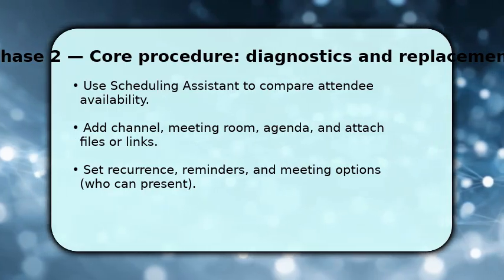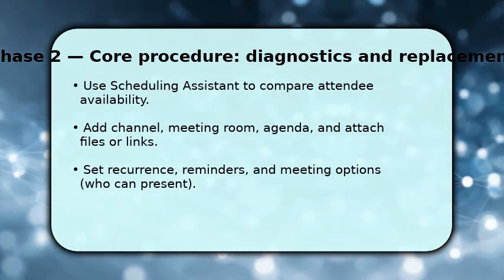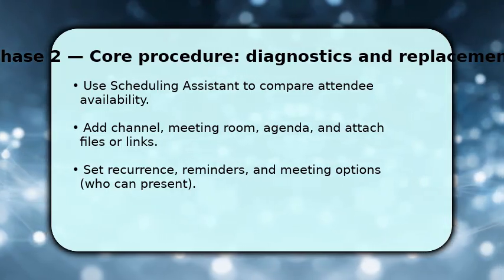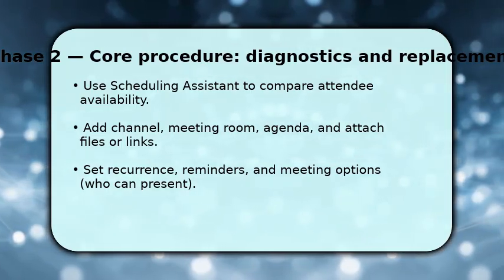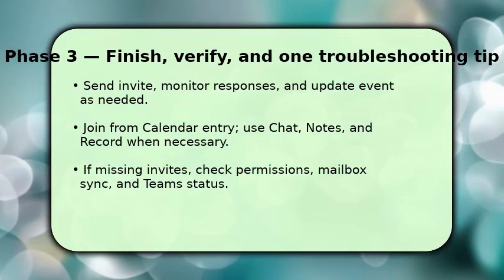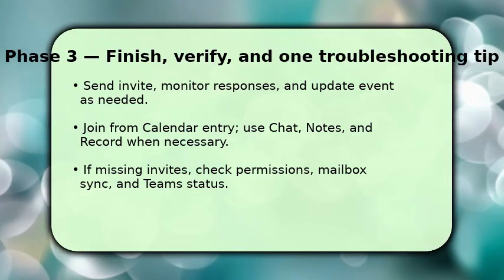Set recurrence and reminders, then open meeting options to control presenter roles and lobby behavior. These choices reduce interruptions and clarify expectations before you send the invite. Finish by sending the invite and watching RSVP responses so you can adjust logistics.